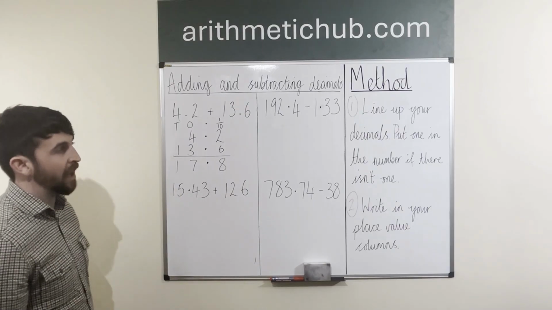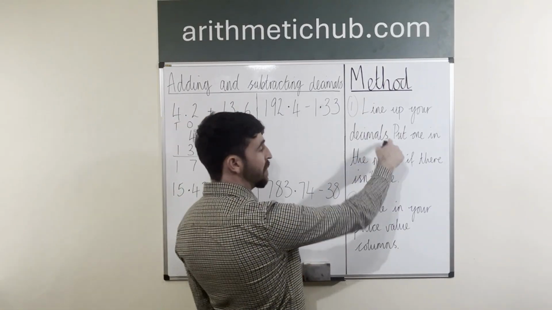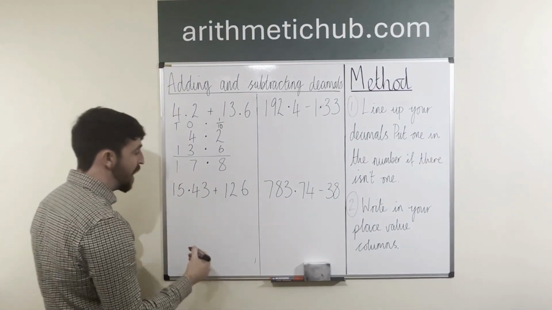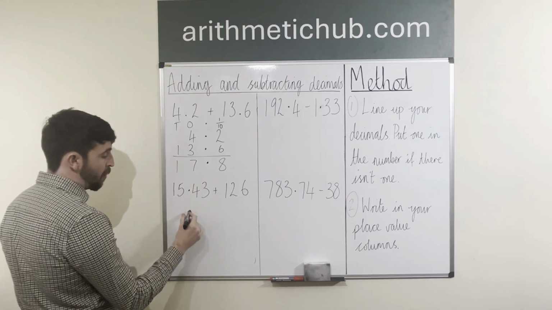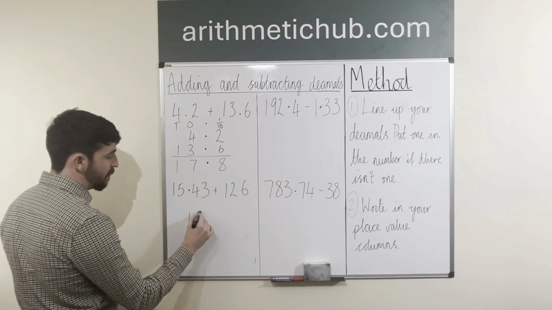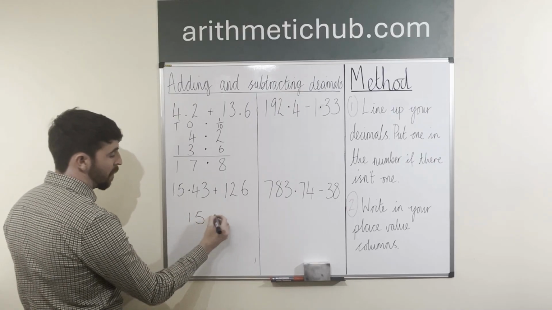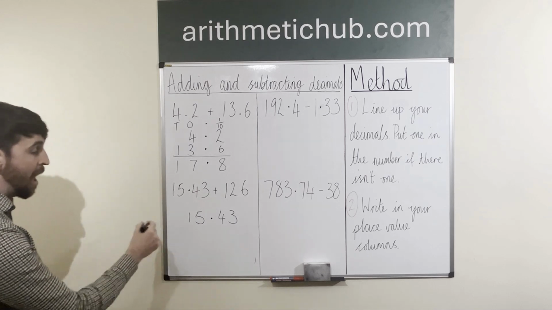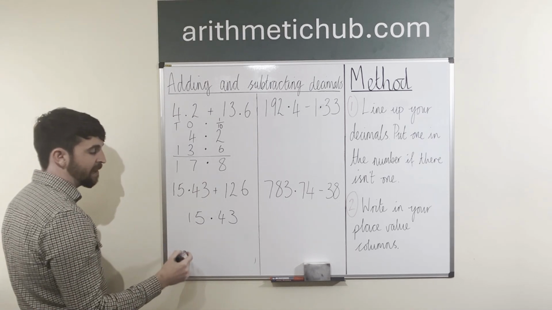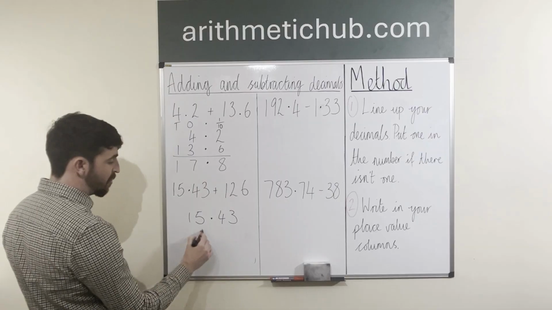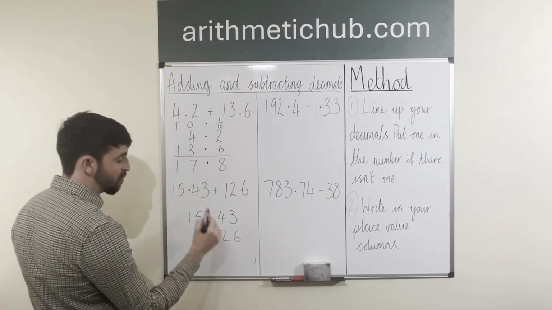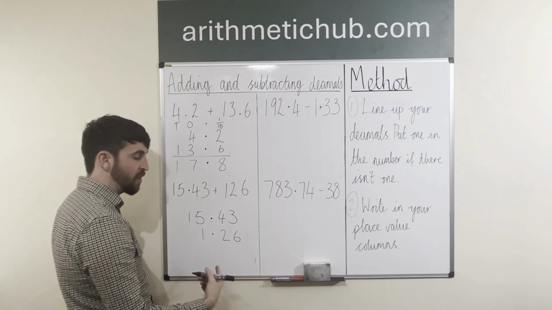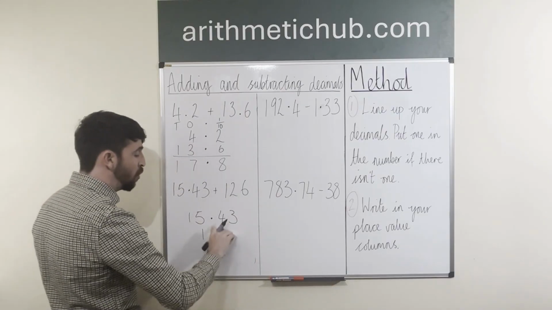This one is where this comes in, where it says put one in the number if there isn't one for the decimals, because we've got 15.43 add 126. So if we set this up over here, then we've got 15.43, let me just make that point a little bit clearer for everybody, add 126. Now, the problem would be if I start writing it in like this, 126, lining the decimals up there like that, because we know that that's 1.26, so it doesn't work like that.